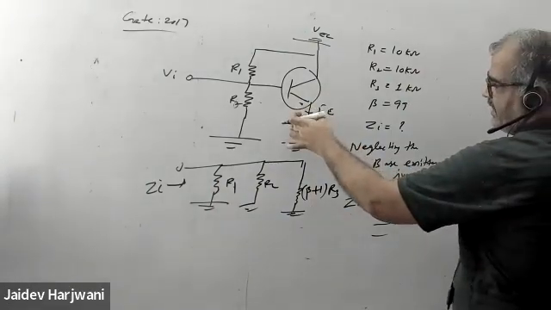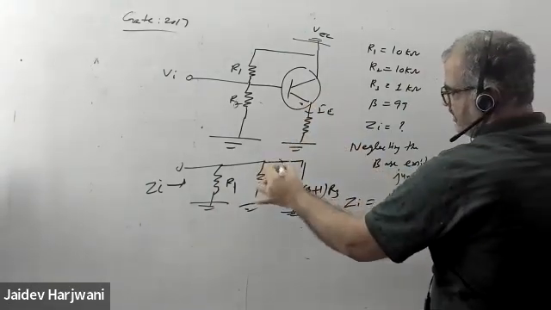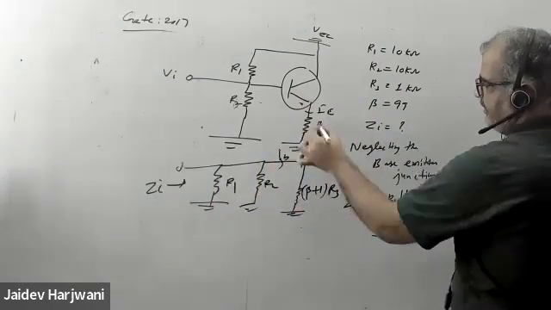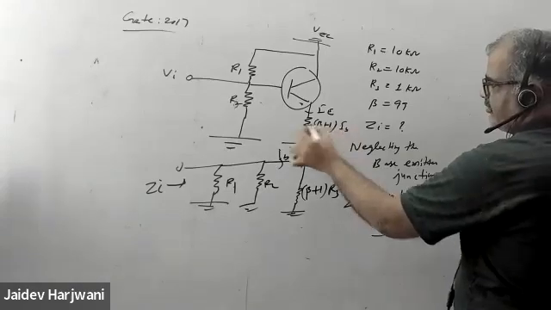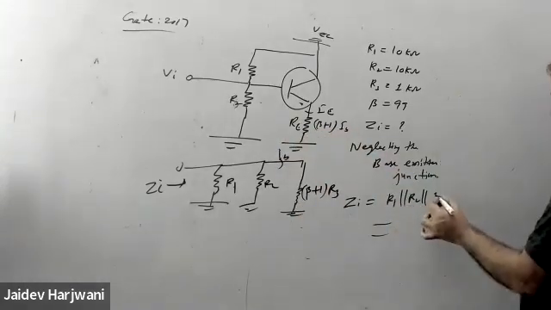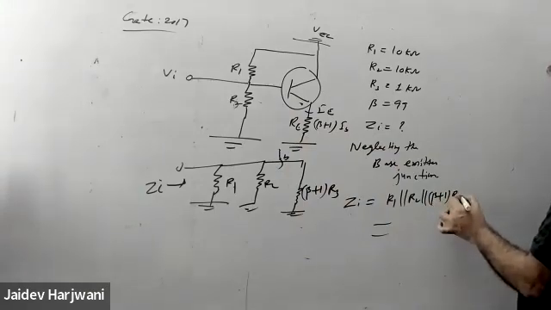How to convert IE into IB: the current coming here is IB, not IE. So you have to write in terms of IB. So this will be (beta plus 1) IB. So automatically you have to multiply this factor with R3. So it becomes (beta plus 1) R3.